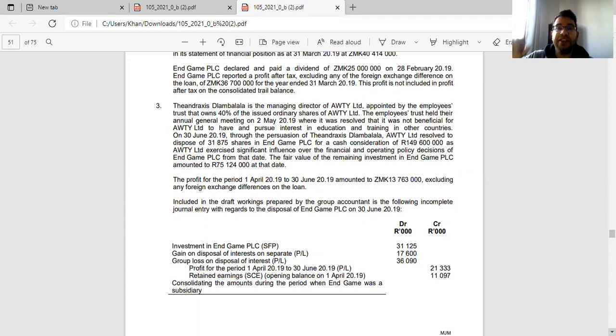Okay, so that is the big event. From 1 April 2019, the beginning of the financial year, up until the change in ownership date, 30th June 2019, you tell yourself, what do you have during that period? You have control, which means you have a subsidiary, which means you have to consolidate. Then from 30th June 2019 up until 31 March 2020, what do you have? You have significant influence, which means you have an associate, which means you have to equity account.